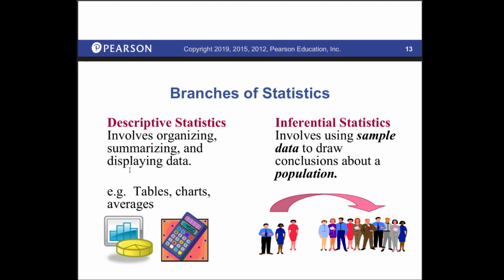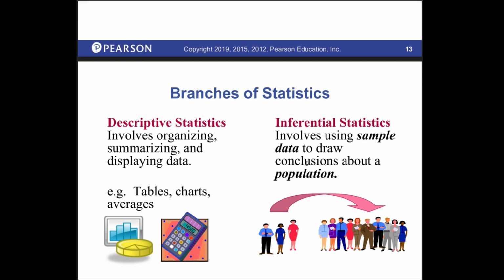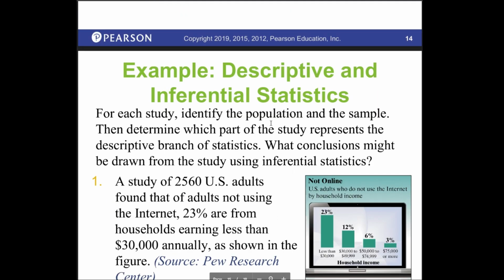And there are branches of statistics. So there's descriptive statistics and inferential statistics. Descriptive statistics involves organizing, summarizing, and displaying data, like tables, charts, and averages. And then inferential statistics involves using sample data to draw conclusions about a population. So we have an example of descriptive and inferential statistics.